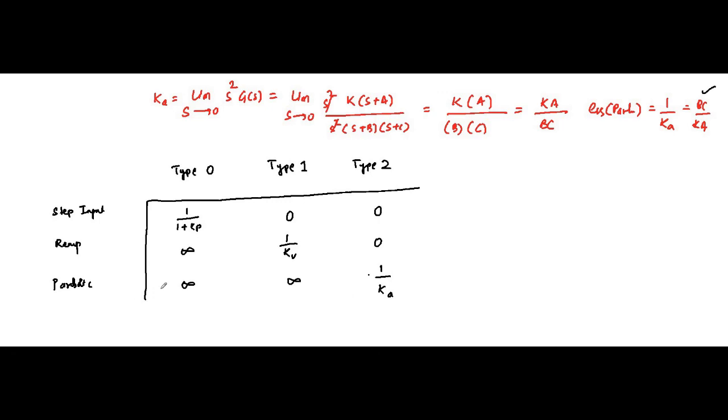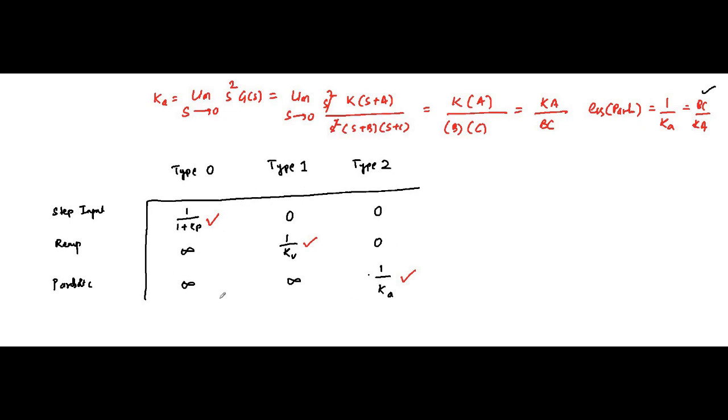So if you interpret the results here, for a type 0 system and step input, we are getting a finite result. When we bring together a type 1 system and ramp input, we are getting a finite, non-zero result. Then when we bring together a type 2 system and parabolic input, we are getting a finite result. And in all the remaining cases, it is either infinity or 0 coming as the result.